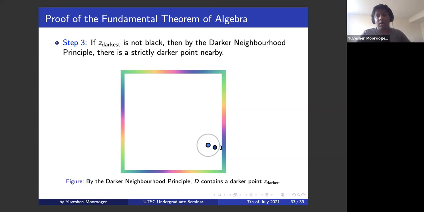Also, just notice I'm drawing it on the right to illustrate why I needed to be able to say that my darkest point isn't on the boundary. Because if my darkest point were on the boundary and I'm drawing a disk, then the darker neighborhood principle tells me that the disk contains a darker point, which means that my darker point could very well be sitting outside my square. And that's not going to work for me in the rest of this argument. So I really needed to pull this point inside.